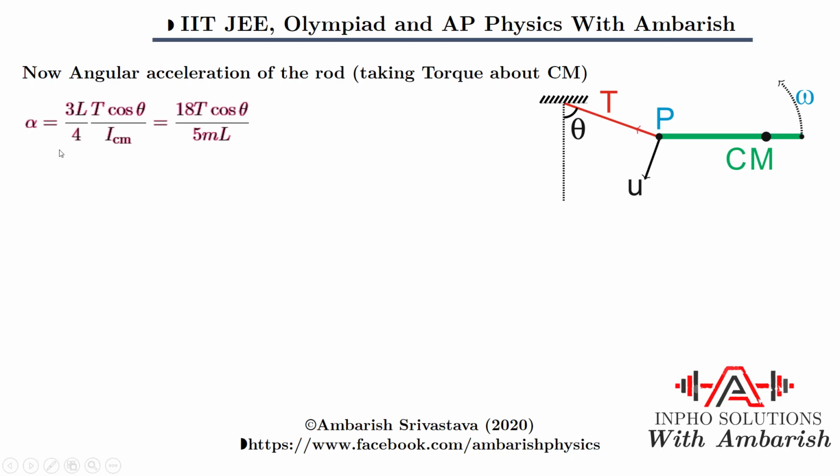That is your angular acceleration, and you can easily find the moment of inertia about center of mass using the parallel axis theorem. So I'll not get into that calculation. We have just substituted I_CM in this equation, and we get angular acceleration as 18T cos theta upon 5mL. Okay. So that's one.